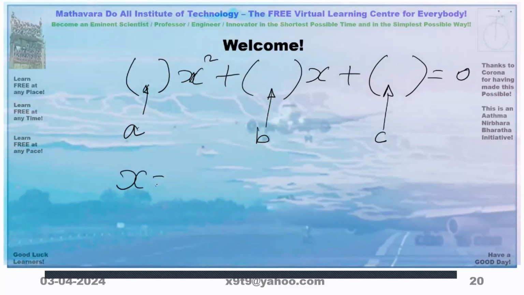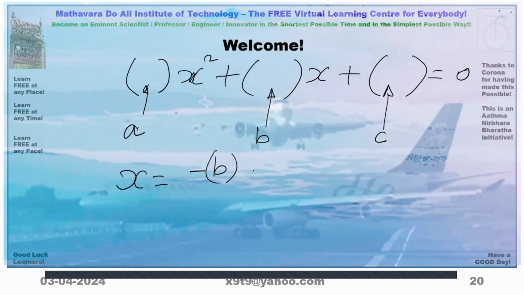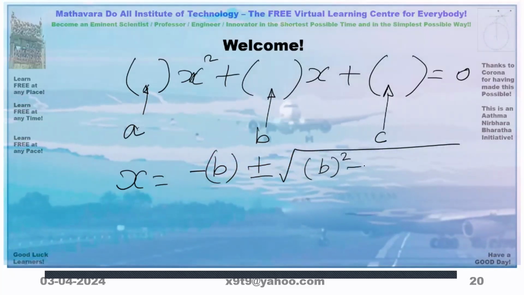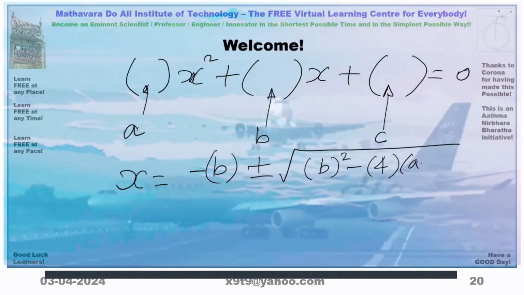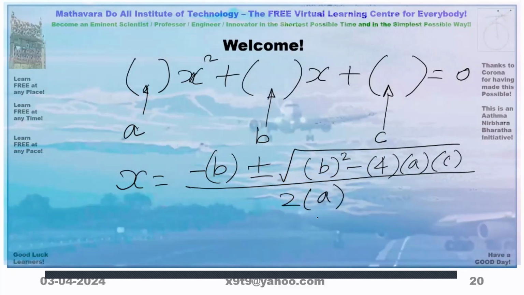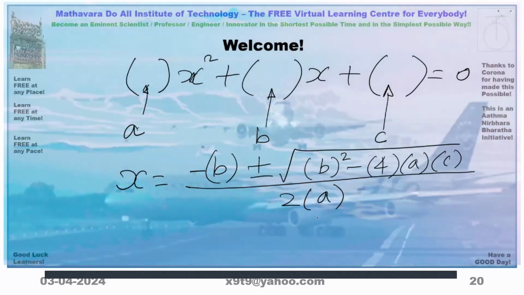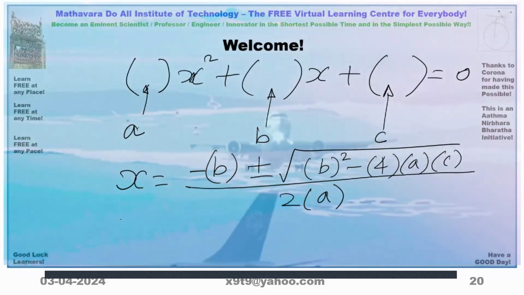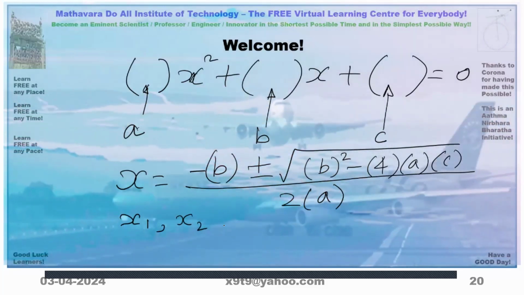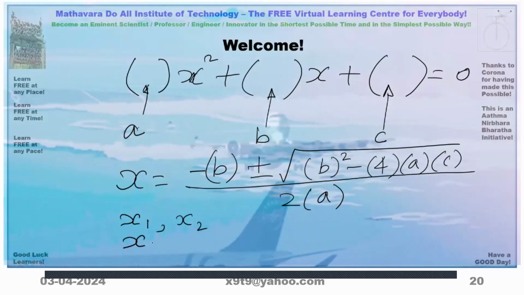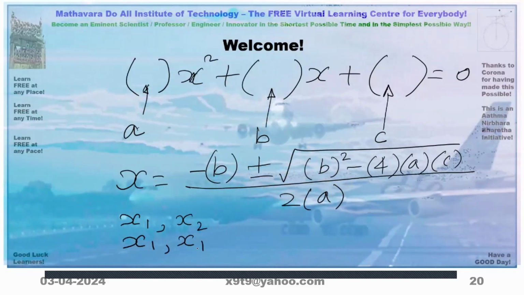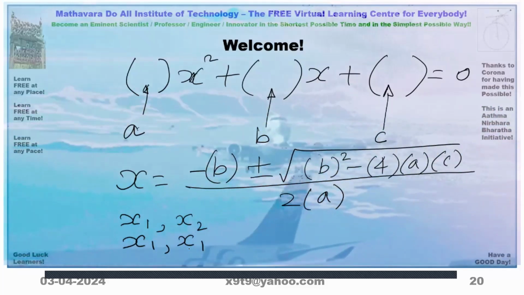And use this formula: minus B plus-minus square root of b square minus 4ac, over 2a. Then you will get the answers for all problems either as x1, x2, roots are real and different. Or whatever comes as one root, the other is also the same thing: x1, x1. Repeated roots. Real and repeated.